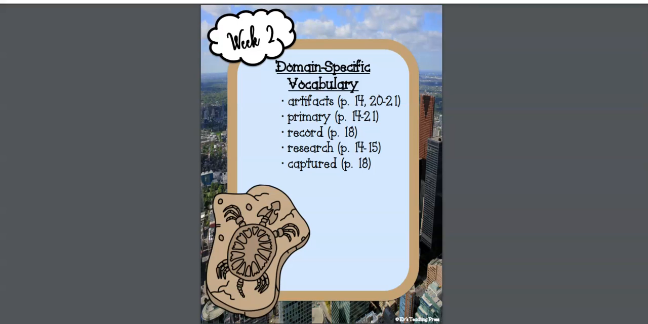So let's begin, just like we would on the first day of a new week in our classroom. We go over our skills and our essential question. We're talking about investigating the past, right? So we're in Unit 7, Week 2. These are some of the vocabulary words I want you to look for in our reading: artifacts, primary, record, research, captured. So I want you to be on the hunt for these words.